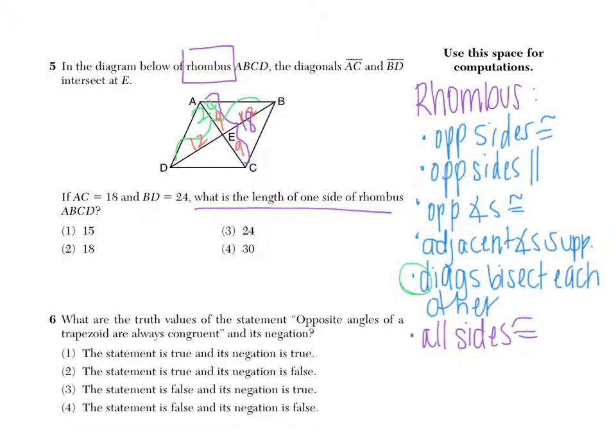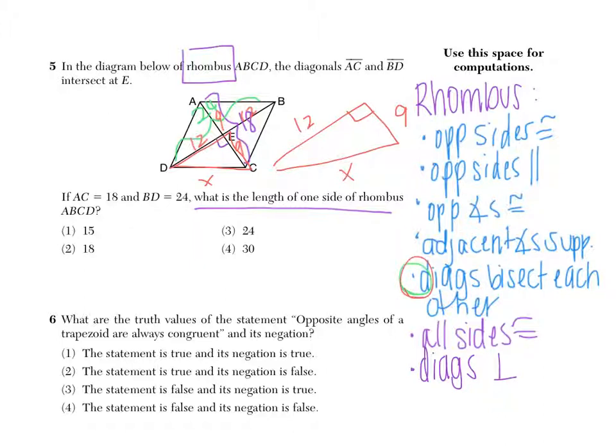Another important property here is that the diagonals are perpendicular to each other, meaning that they form right angles. So then if we take a second to just focus on, say, triangle DEC, we have 12, 9, and a right angle, and then X, say for DC. We're trying to find out what that side length is. Because I know that the diagonals bisect each other, and because the diagonals are perpendicular, I can then solve for the missing side length.